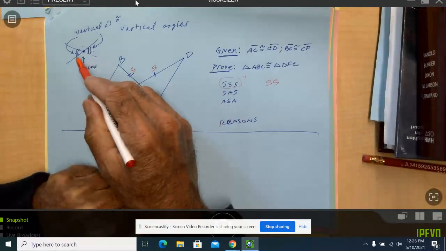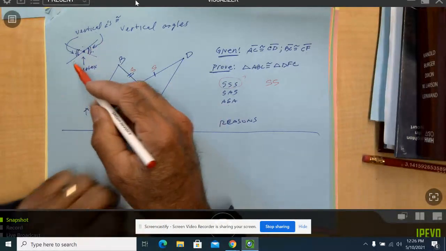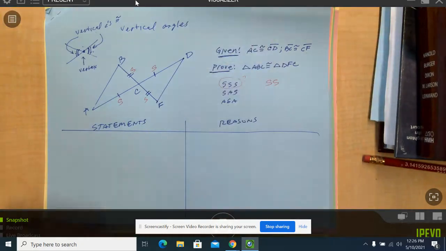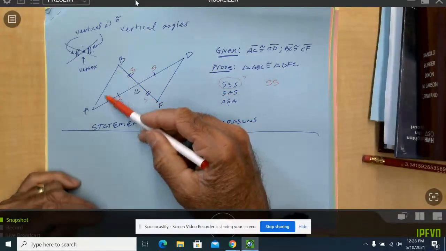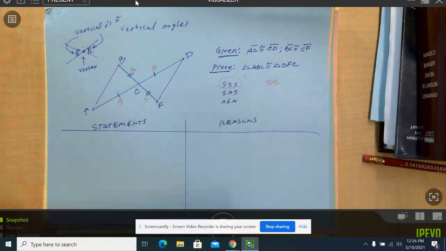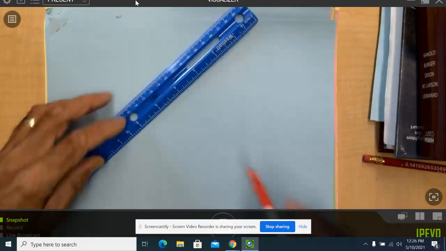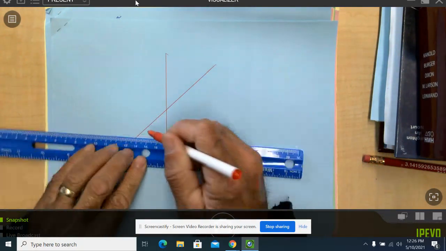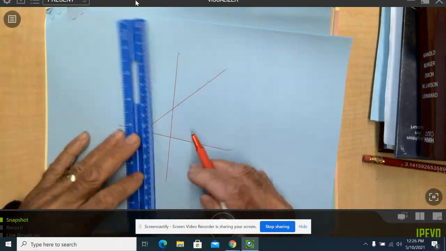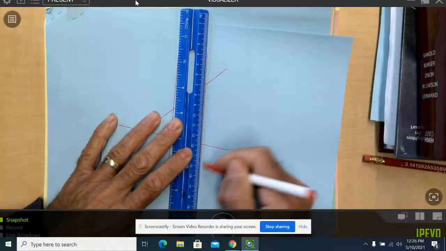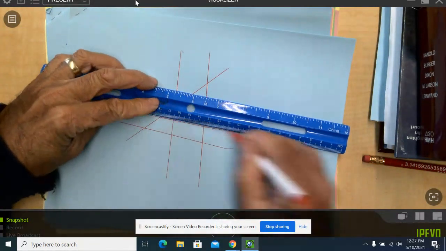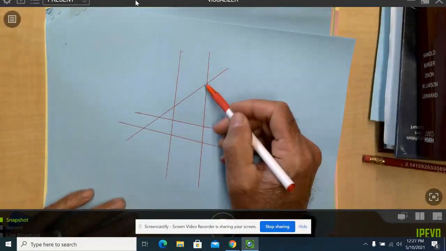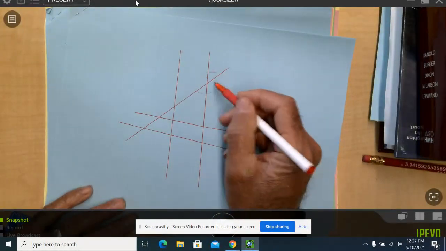So you should be able to recognize vertical angles anywhere there's an X. And don't let the other sides confuse you. Anytime you see crossing lines, you should be thinking vertical angles. Okay, we can make our diagram look as complex as we want, but anywhere you see crossing lines, we have vertical angles.